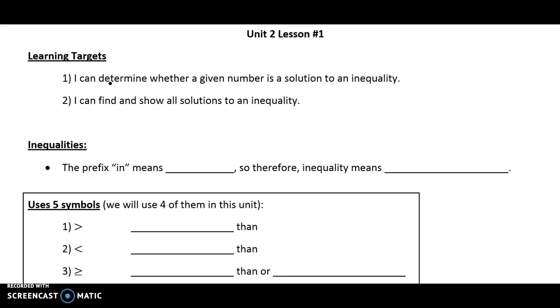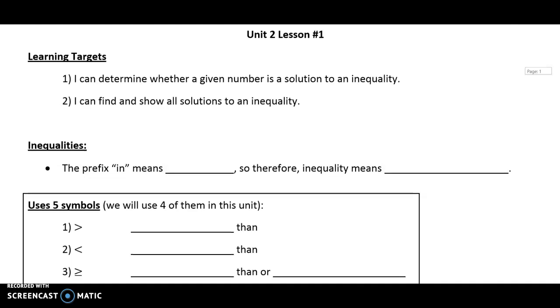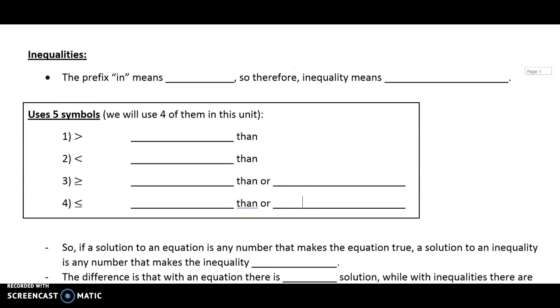Learning targets for today are that we can determine whether a given number is a solution to an inequality, so just seeing if it's true or not, and then find and show all solutions to an inequality. Really no algebra today, just getting a basis of what an inequality is and what we're going to do with them in this unit.